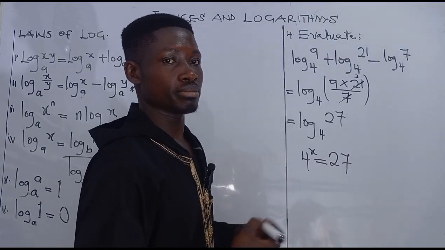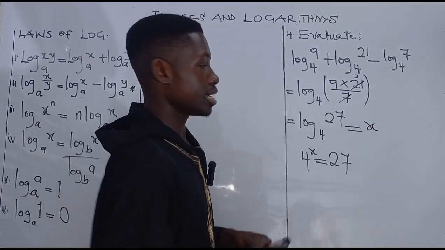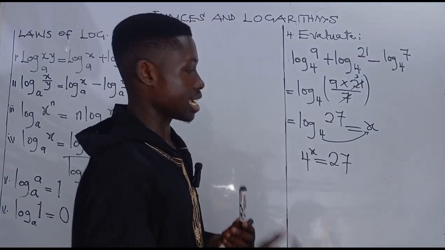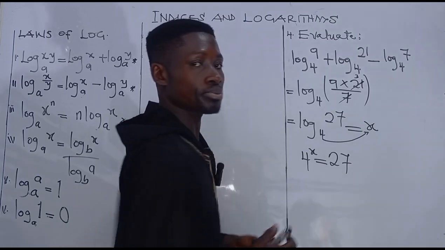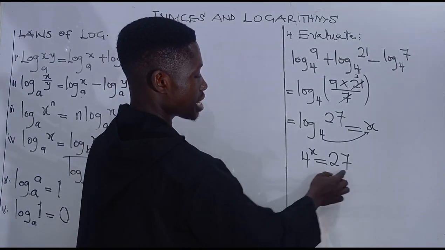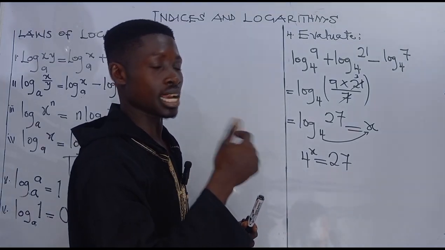Another approach, you can equate this to any variable at all, let's say x. Then the base of the logarithm will become the base of the index. So we have 4 raised to the power x is equal to 27. Now, you realize that the bases on either side of the equal sign are not the same, so we can't equate their exponents.